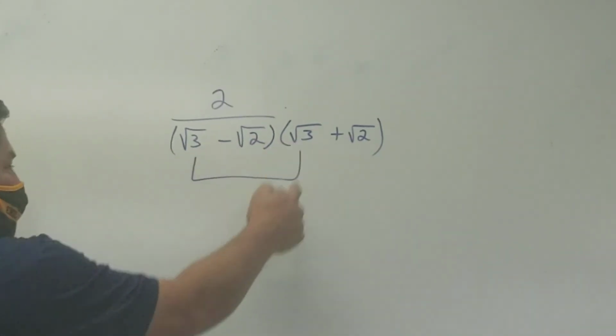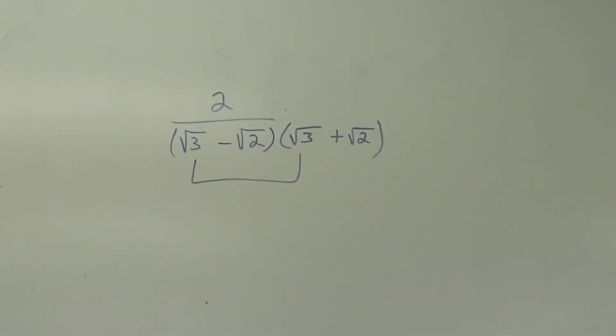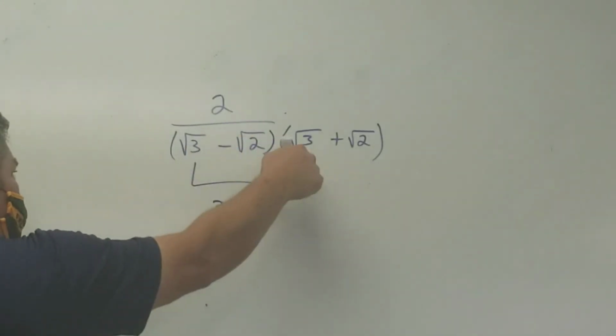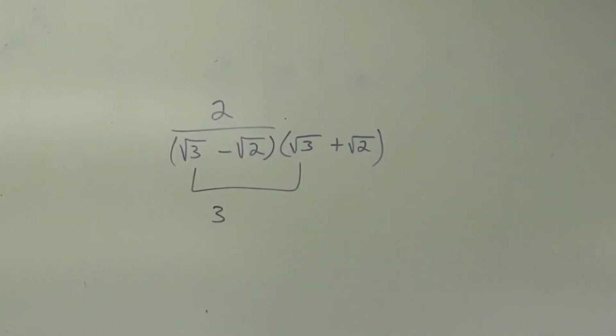Obviously. What's square root of 3 times square root of 3? 3. What? You're telling me these two irrational things multiplied together become a rational thing?